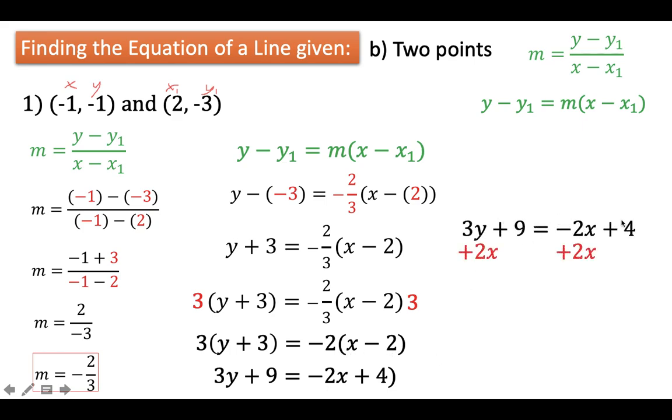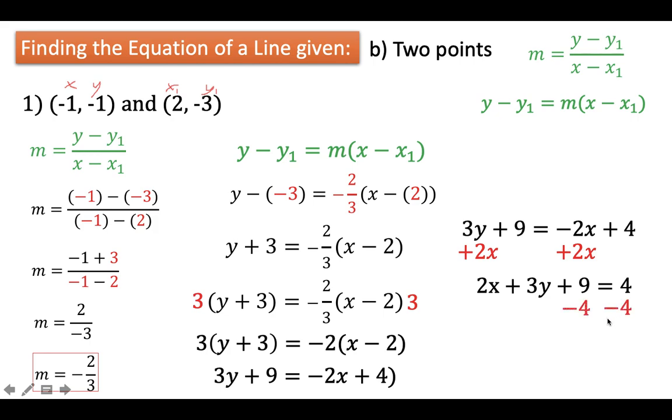Then we want to transpose this -2x plus 4 to the other side. So we're going to eliminate them one by one. Let's start with +2x. +2x also here, so this one is eliminated. So write down 2x plus 3y plus 9. Write down equal sign. This one is 0. And write down plus 4.